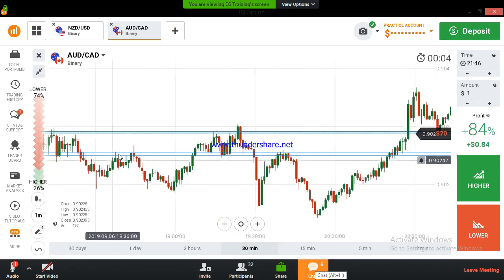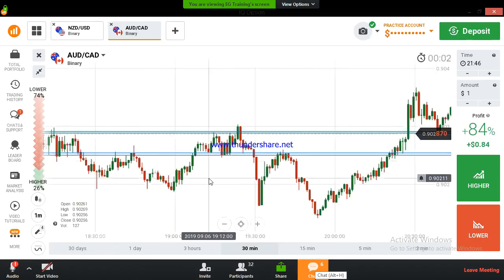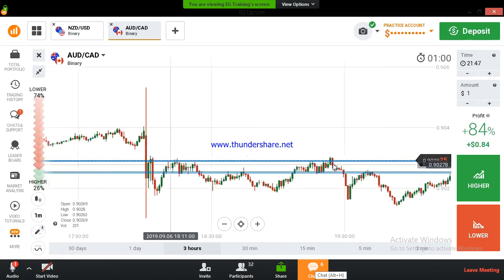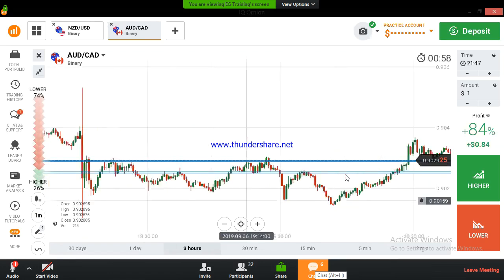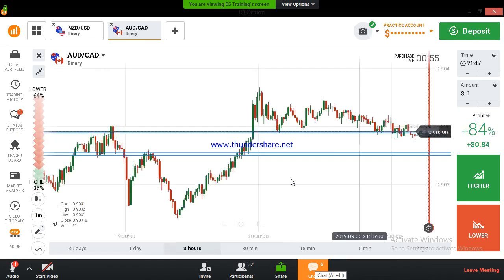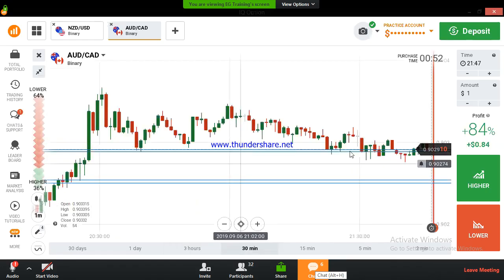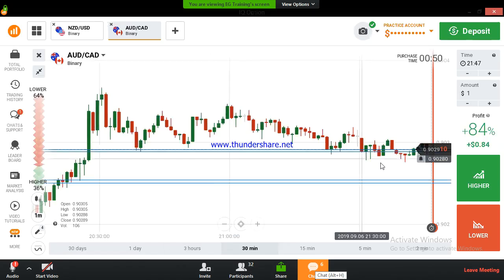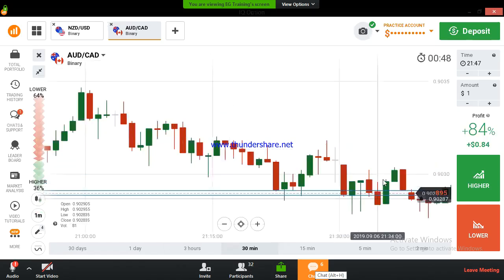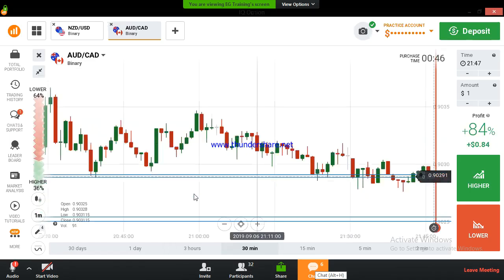After trying one or two times, then the market is breaking this level. So these are the strong levels. We can trust these levels, only these levels, because the market is reversing from this level mostly. Even when there is a breakout, it reversed because of this strong level.